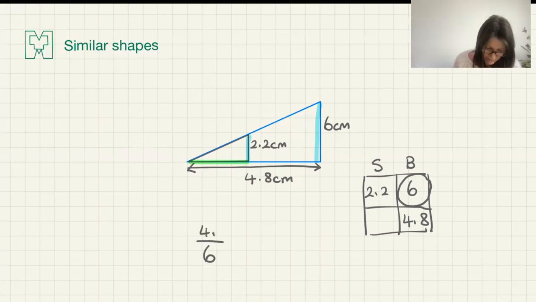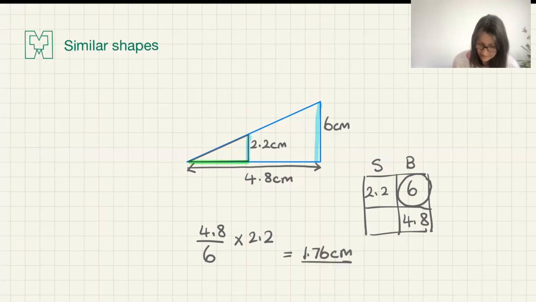If you were working without a calculator, you might give it a little bit more thought. If you've got a question like this, it would be on a calculator paper. They're not expecting you to be able to do all of that by hand. You put that into your calculator, you get 1.76 out. So the answer to our missing green length is 1.76 centimeters.